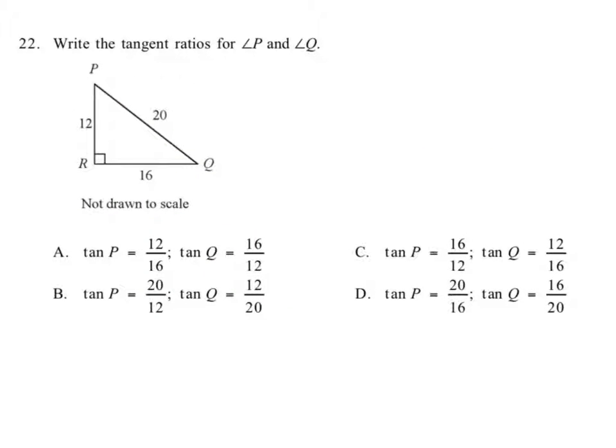And the next one is 22. I want the tangent ratio for P. And how do we write that? We can say tangent of P is equal to, for P here, opposite side over adjacent side. Opposite is 16 over the adjacent side, 12. And then if they wanted the tangent of Q, and they do, then what's opposite of Q? Opposite is 12 over the adjacent side, which is 16.